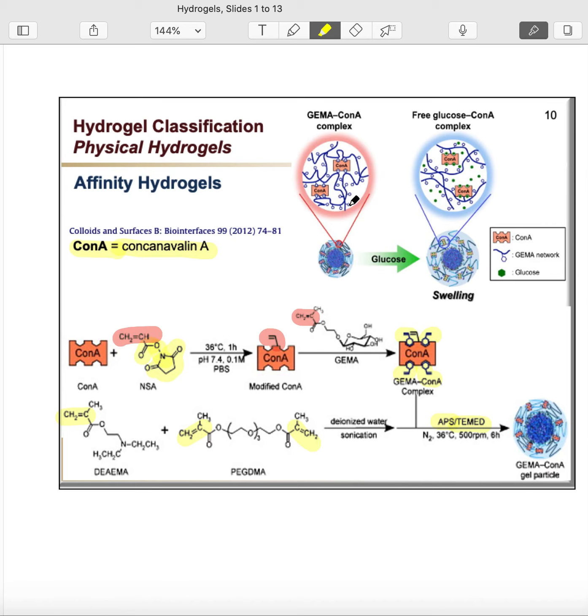Here we have an image of what this system would have looked like. Basically, now we have these blue polymer strands, which are made from the diethylaminoethyl methacrylate and the polyethylene glycol dimethacrylate.